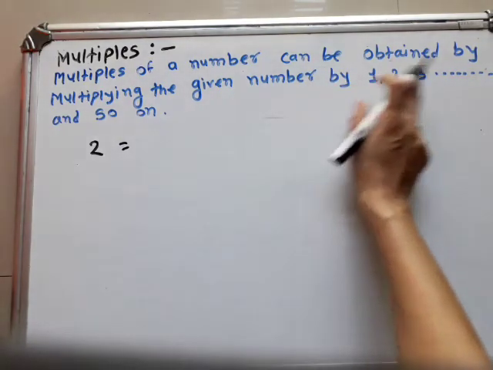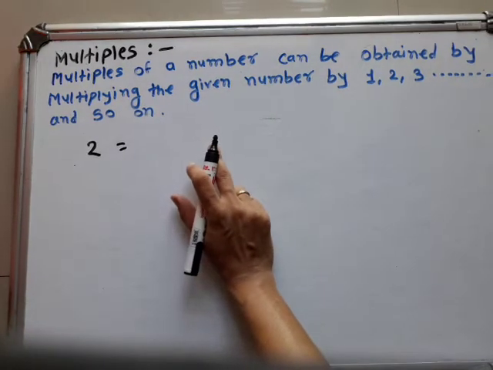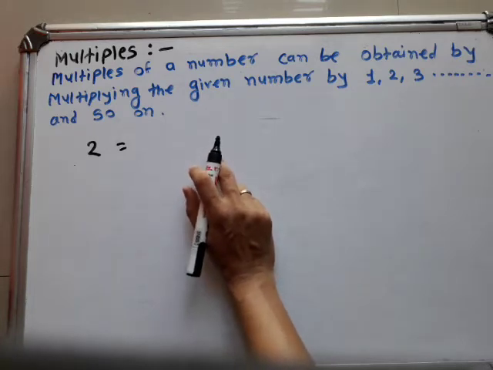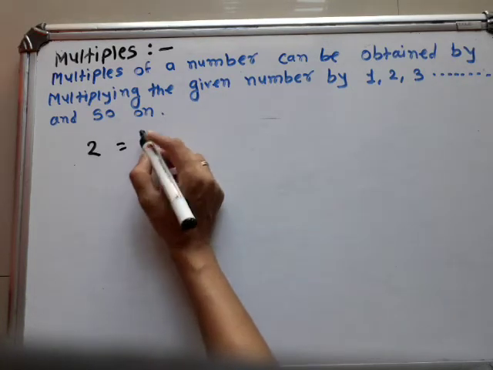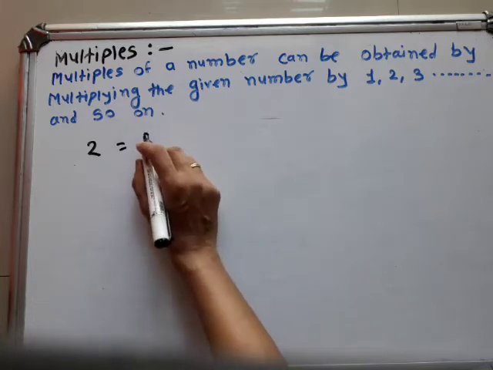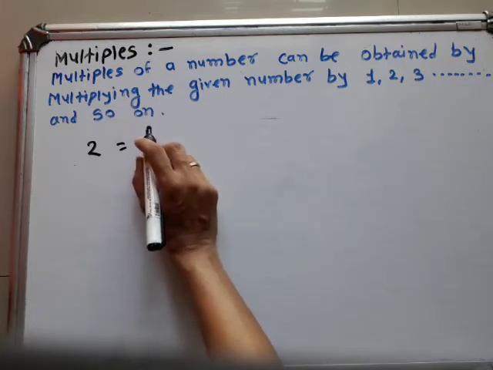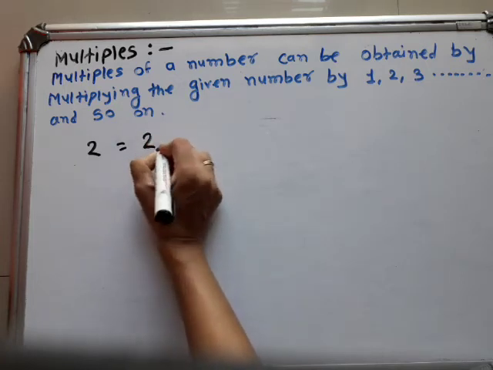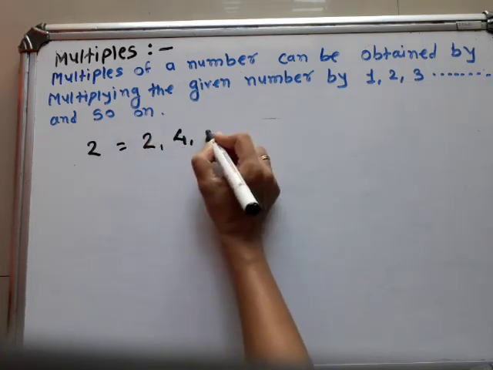Multiples can be obtained by multiplying the given number by 1, 2, 3 and so on. So see here, suppose first we multiply the number 2. 2 ones are 2, 2 twos are 4, then 2 threes are 6.